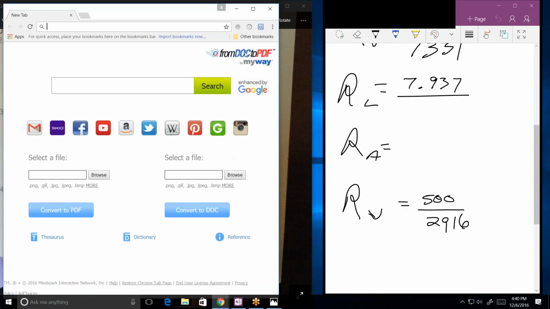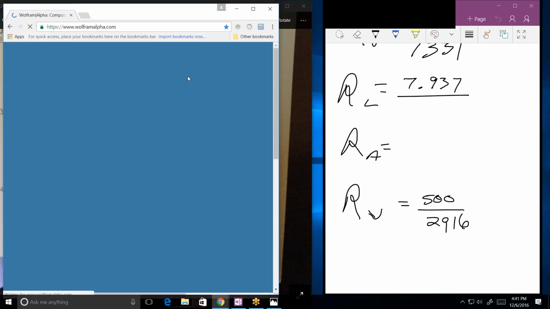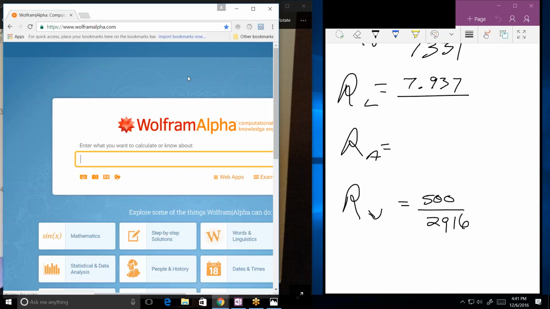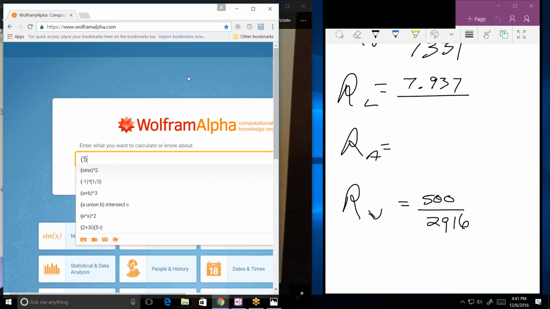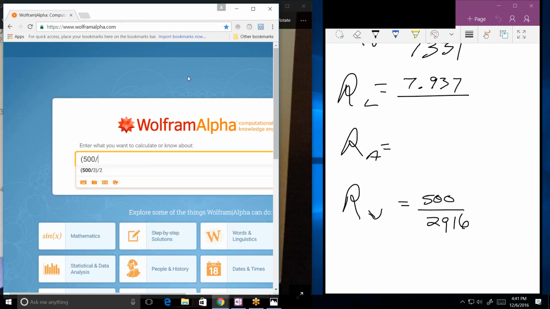Now let me show you how to put it into your graphing calculator. In one step, I'm going to do in parentheses 500 divided by 2916. I'm going to take that quantity and raise it to the 1/3 power. And I need all of these parentheses that I'm putting in there.